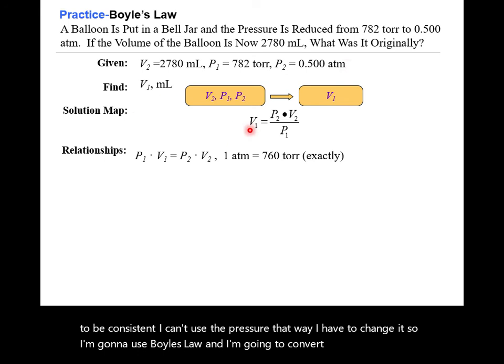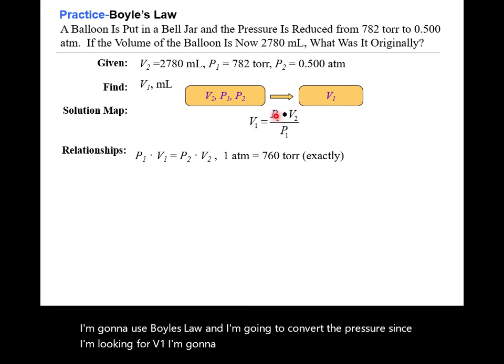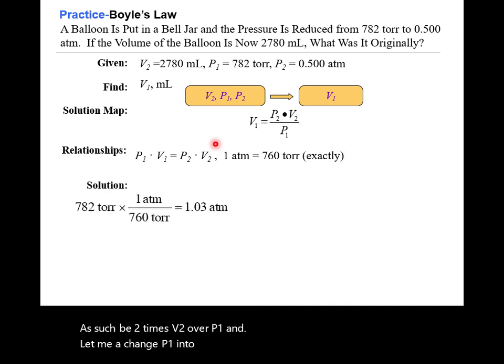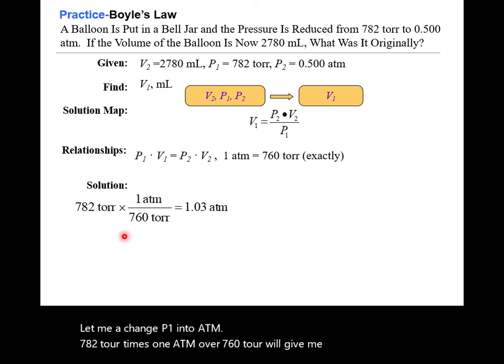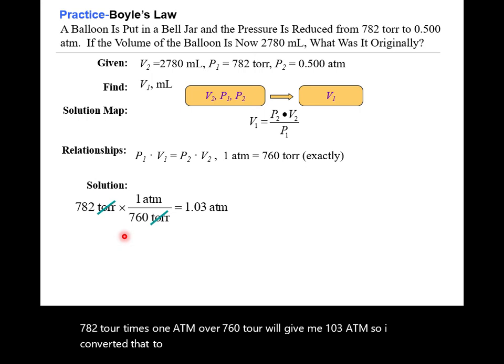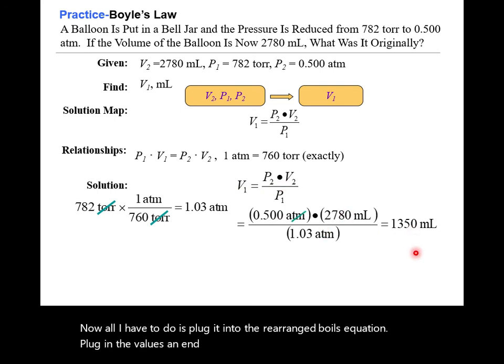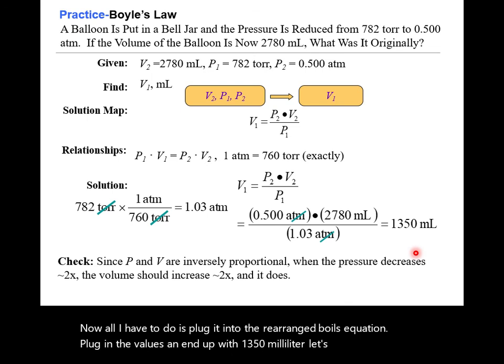Since I'm looking for V1, I'm going to rearrange the equation as such: P2 times V2 over P1. And let me change P1 into atm. 782 torr times 1 atm over 760 torr will give me 1.03 atm. So I converted that to atm. Now all I have to do is plug it into the rearranged Boyle's equation, plug in the values, and end up with 1350 milliliters. Let's check our answer, see if it makes sense.